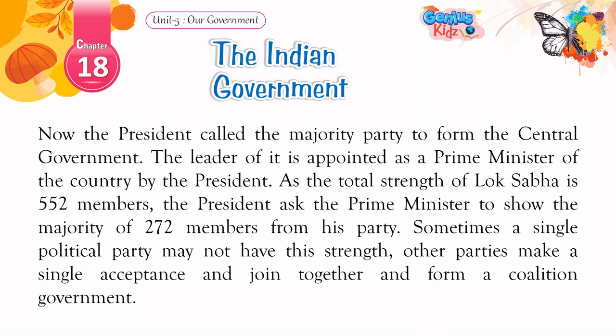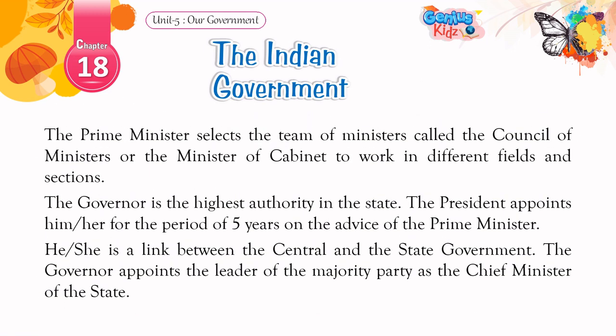Sometimes a single political party may not have this strength. Other parties make a single acceptance and join together and form a coalition government. The Prime Minister selects the team of ministers called the Council of Ministers or the Cabinet of Ministers to work in different fields and sections.